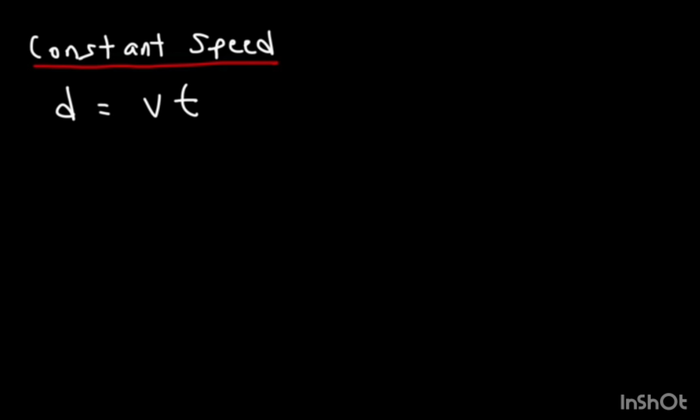Now, for objects moving at constant speed, you need to know that the instantaneous velocity is the same as the average velocity because the velocity is not changing. So whether you use v or v bar, it'll have the same effect.